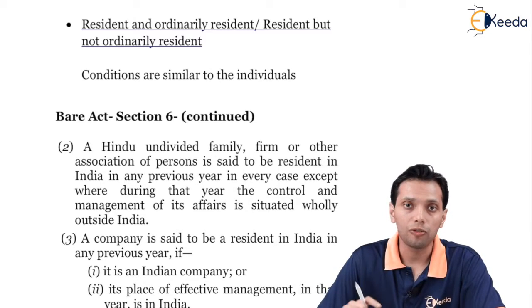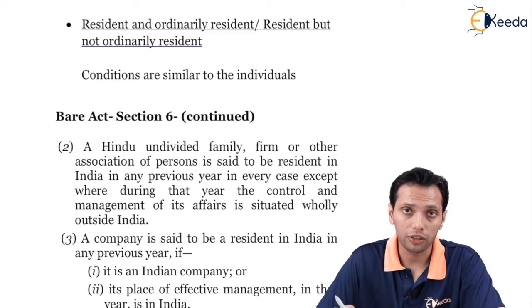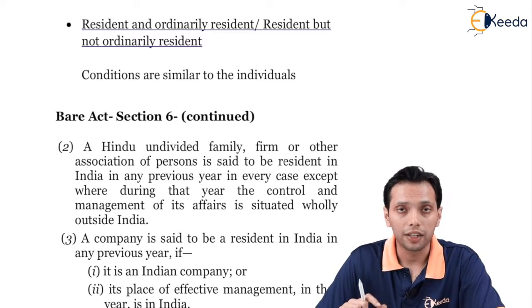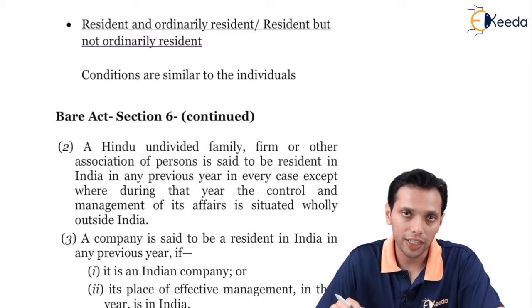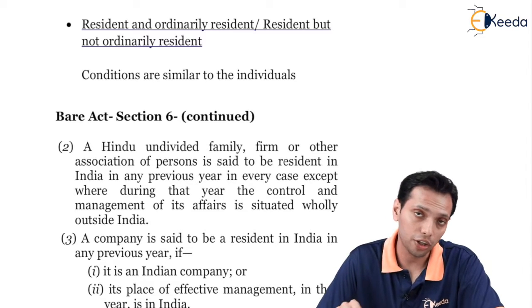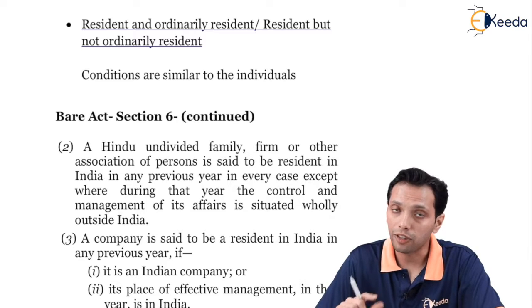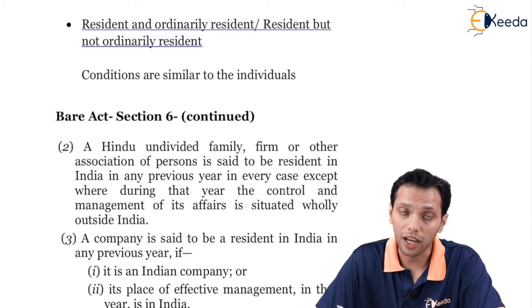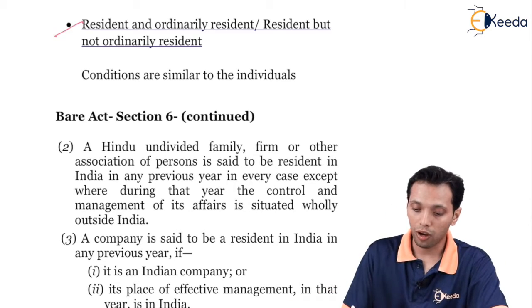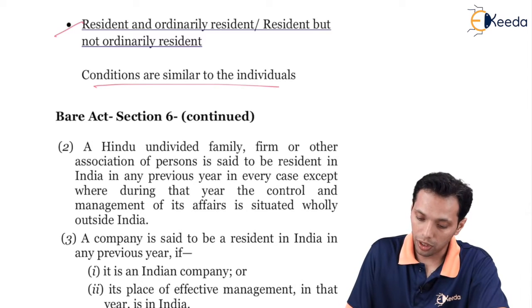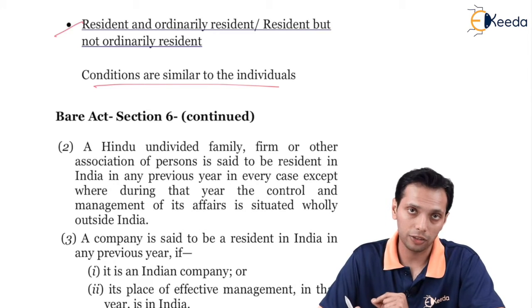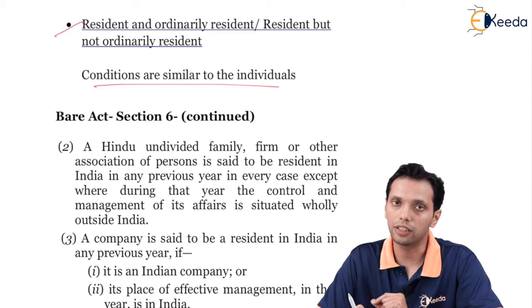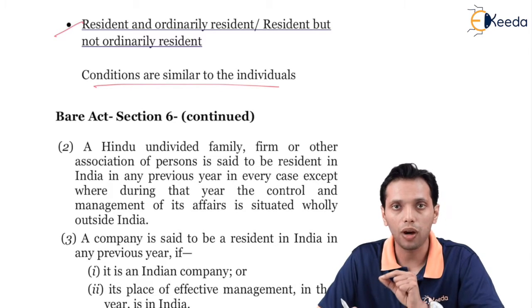So if the HUF is resident, now we go to the residency of the Karta, in which case if the Karta of the HUF satisfies the RoR conditions, that is 730 days and the 2 years residency condition for the preceding 10 years, then if the Karta is RoR, HUF is RoR. If the Karta is RNOR, HUF is RNOR. On the screen you can see that for RNOR and RoR, the conditions are similar as for individuals and it is the same for the Karta as well. So the residency of the Karta is the residency of the HUF for determining RNOR and RoR.